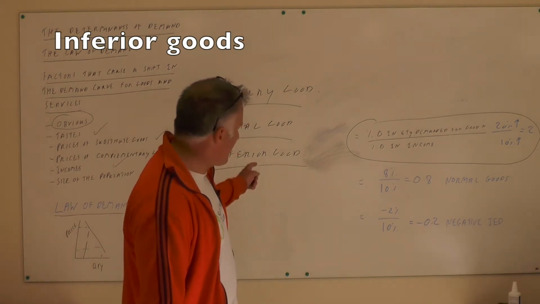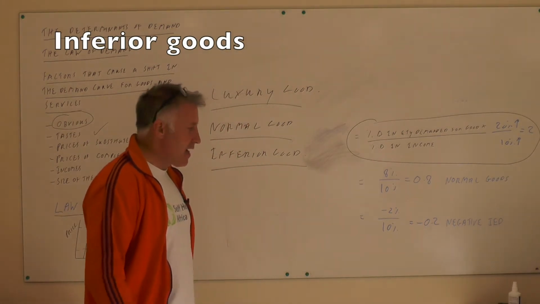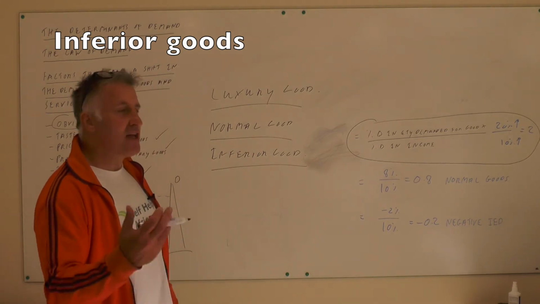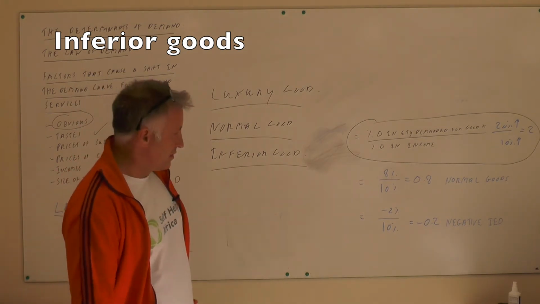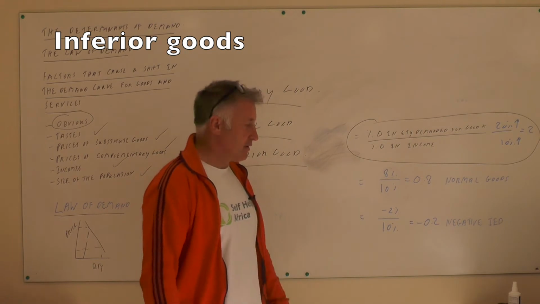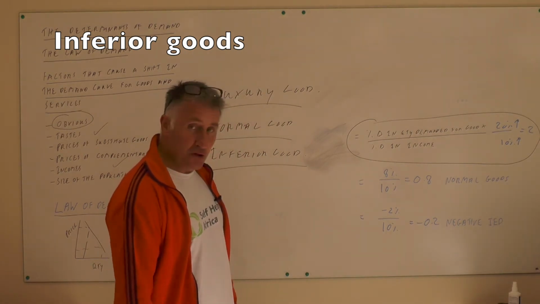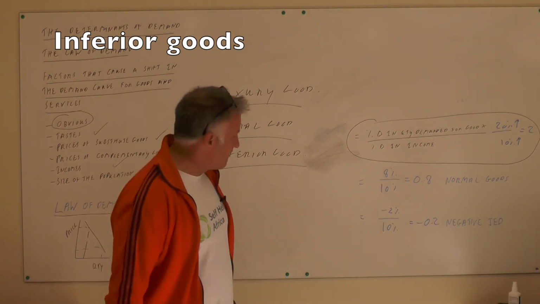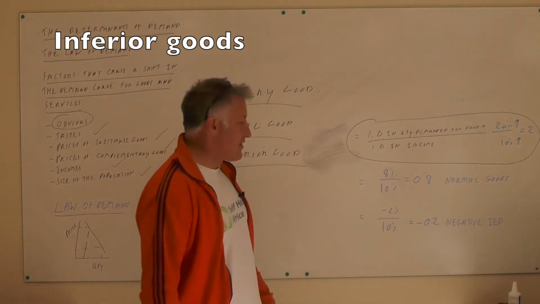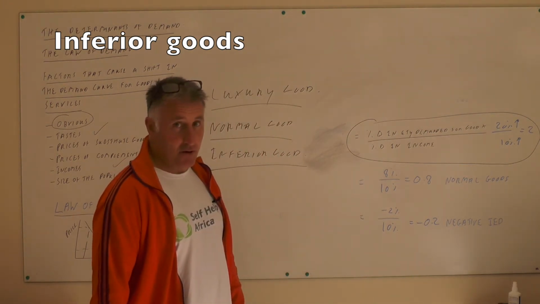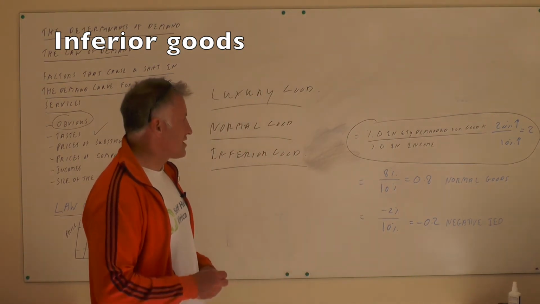We also have inferior goods, a bit of a harsh name. As people's incomes rise, they demand less of that good. So cheap bread, processed food, maybe as people become wealthier, they're going to buy less of that food, and that has a negative income elasticity of demand.